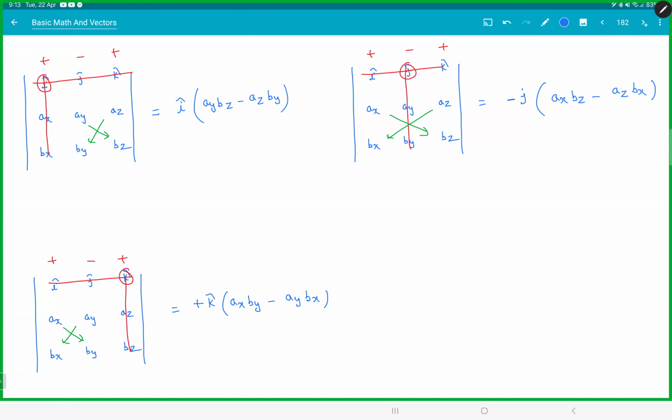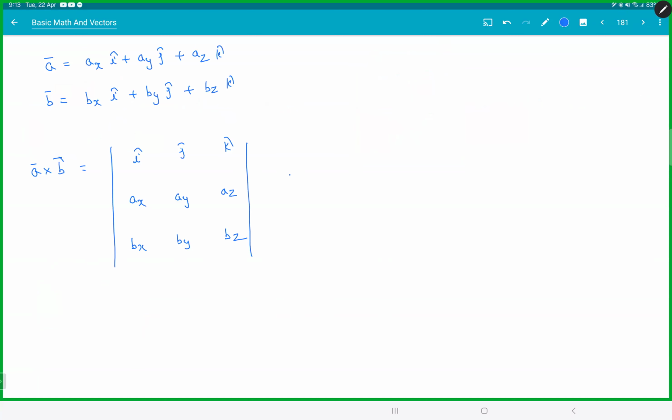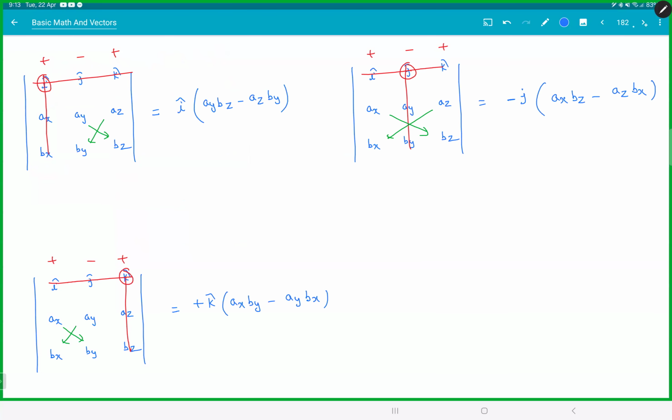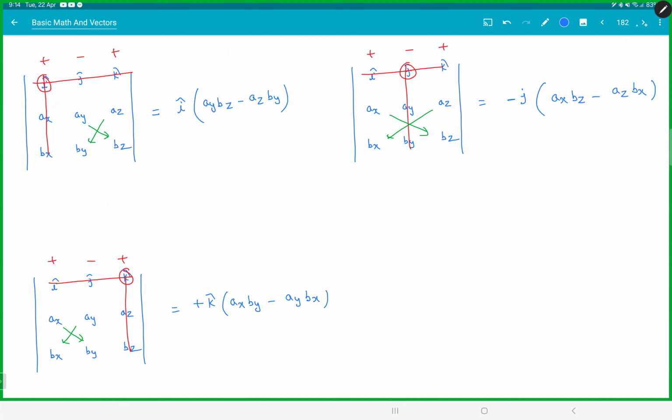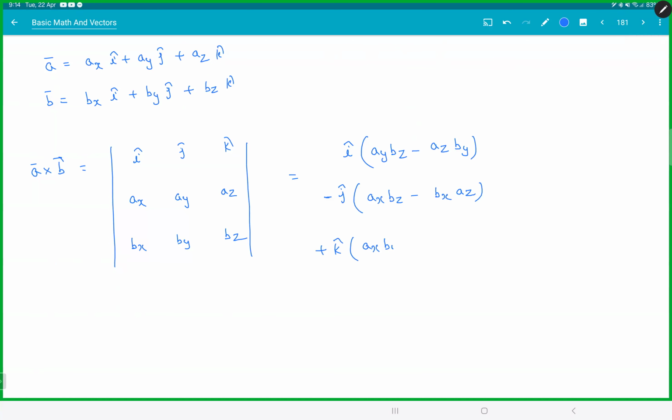Now once we got the 3 terms, the answer for this question would be, there you can directly add this. So this is I cap into this guy, AY BZ minus AZ BY, minus J cap, AX BZ minus BX AZ, plus K cap, the third term, AX BY minus AY BX. There, this is the answer for 3 into 3 matrix.